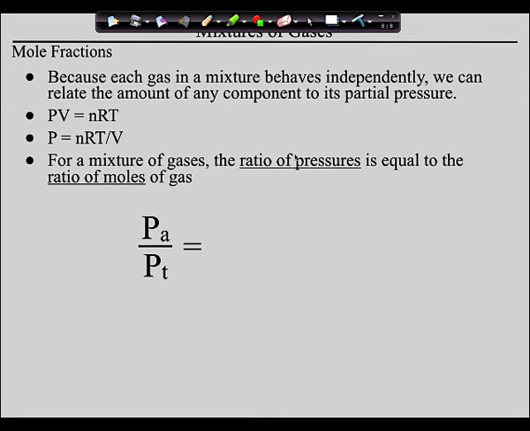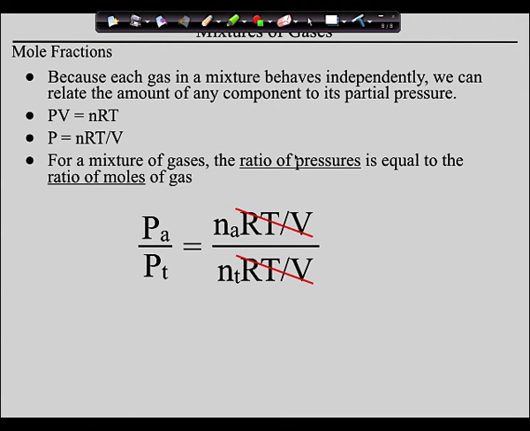If we want to know the ratio of the pressure of one gas to the pressure of the total gas, we can rewrite that ratio like this, because P is equal to nRT divided by V, and P total is equal to n total RT divided by V. Doing the same canceling that we did before, if these gases are in the same container, then these cross off, and this is what we're left with. So here's what we know: the ratio of pressures of one gas to the total mixture is equal to the mole ratio of one gas to the total mixture.